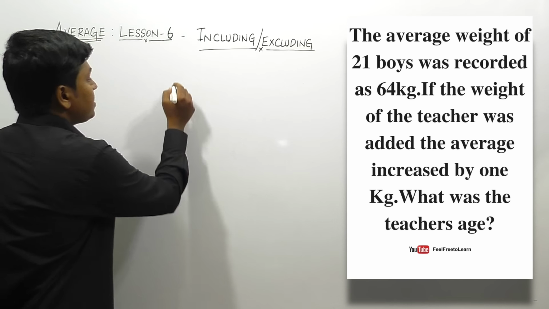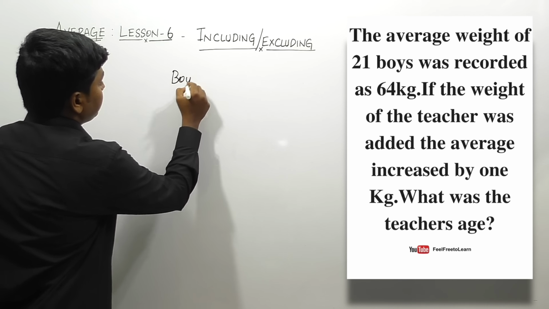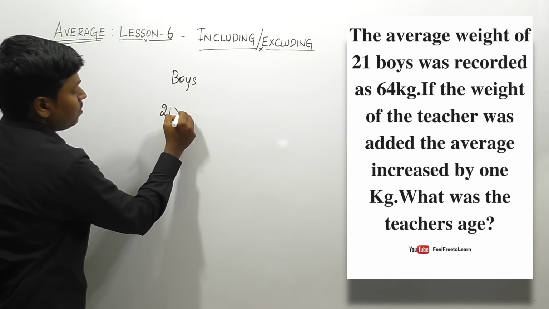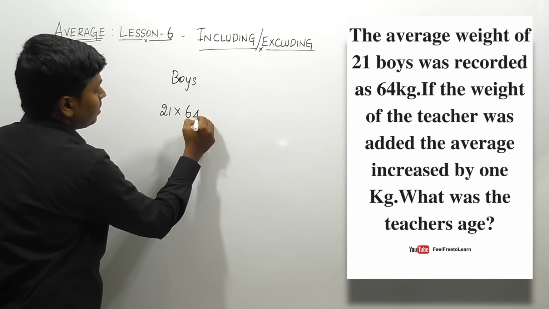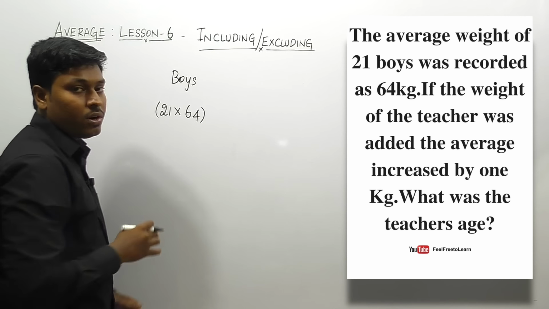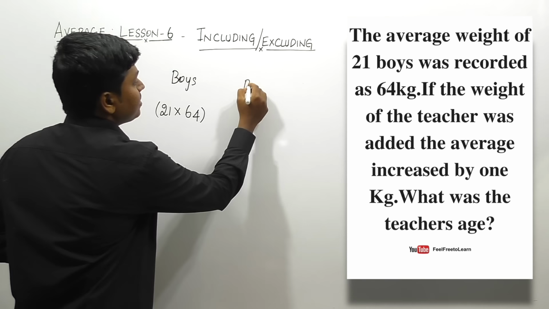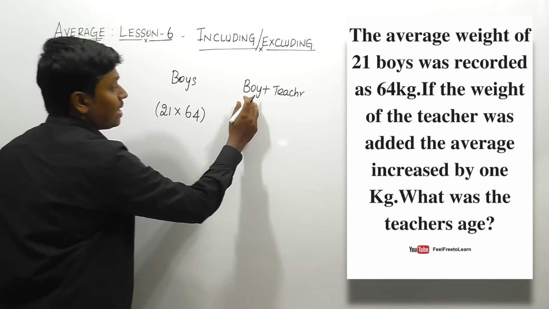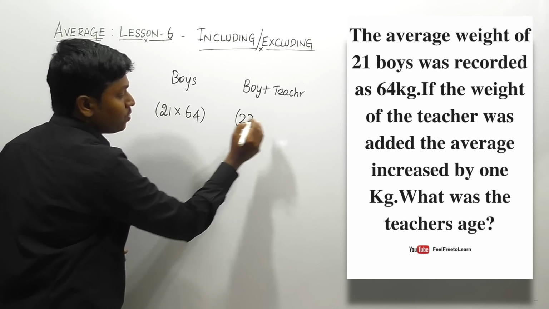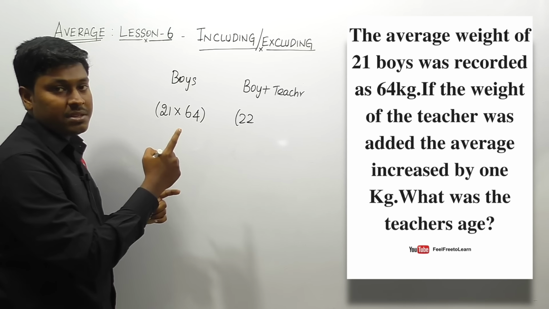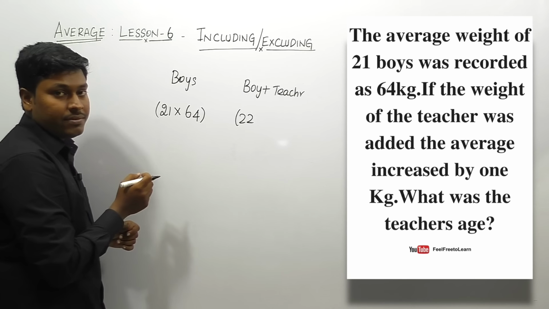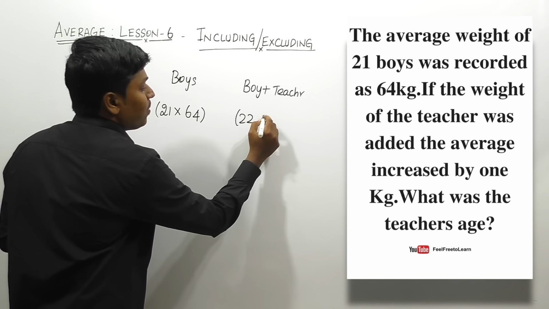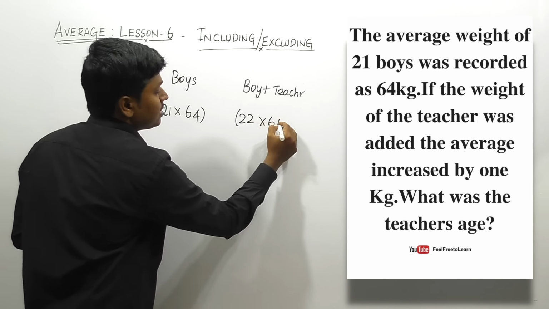Okay. So friends, first of all, the total weight of boys. We know that there are 21 boys in a group. So 21 into 64, the resultant will be the total weight of all 21 boys, right? And next, a teacher is added, right? So already we know that there are 21 boys and the teacher is added, so finally 22 now, and the average is increased by 1. Already the average is 64. If the average is increased by 1, then we can say that 22 into 65.